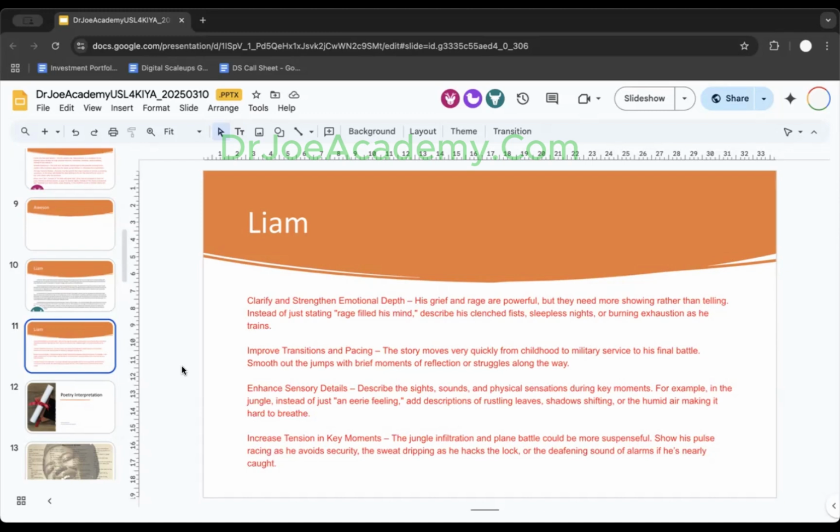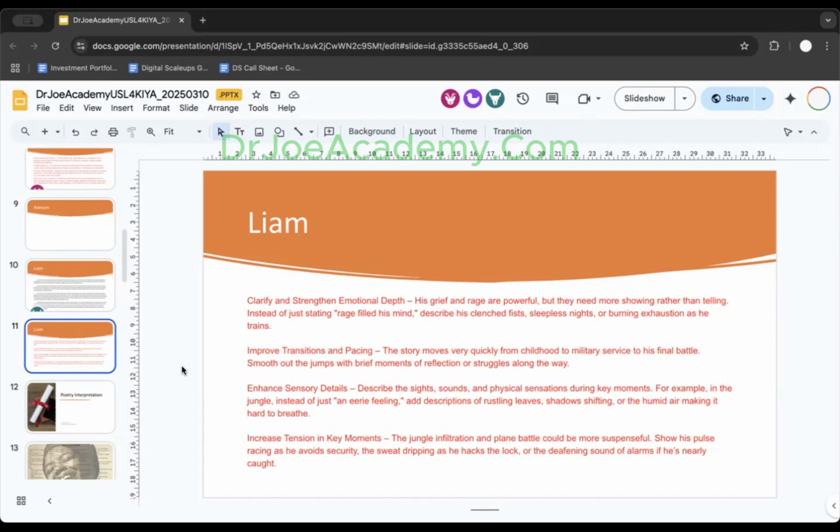Enhance sensory details. Describe the sights, sounds, and physical sensations during key moments. For example, in the jungle, instead of just an eerie feeling, add descriptions of rustling leaves, shadows shifting, or the humid air making it hard to breathe.